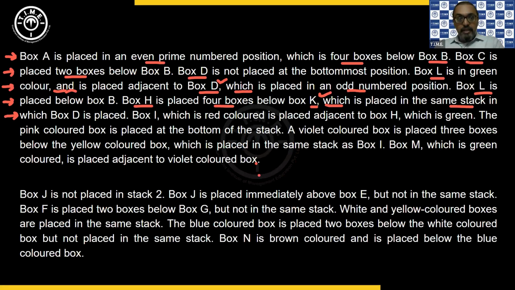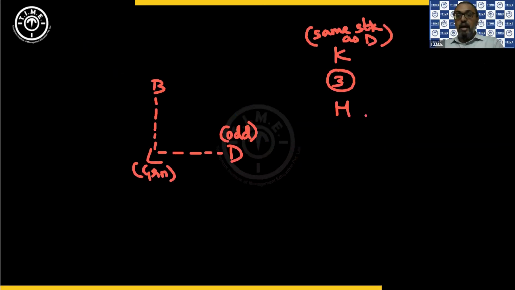And further, what he says: I, which is red color, is placed adjacent to H, which is green color. Okay. I is red color, which is placed adjacent to H, which is green color. Now, based on this, let's see if we will be able to fix that.